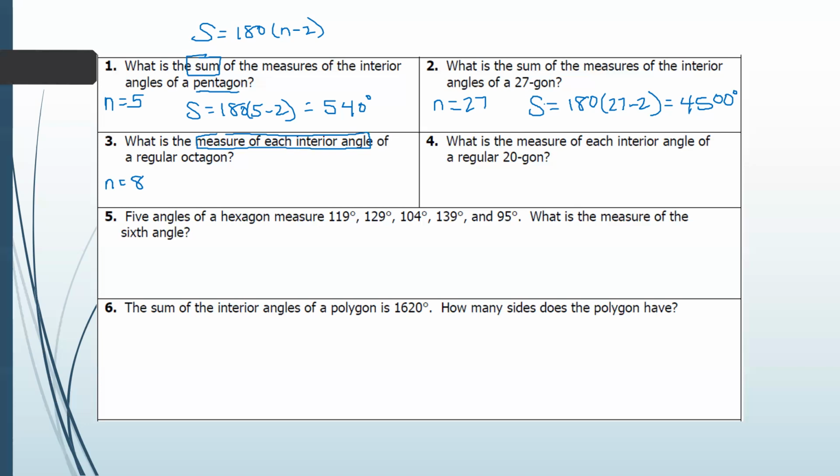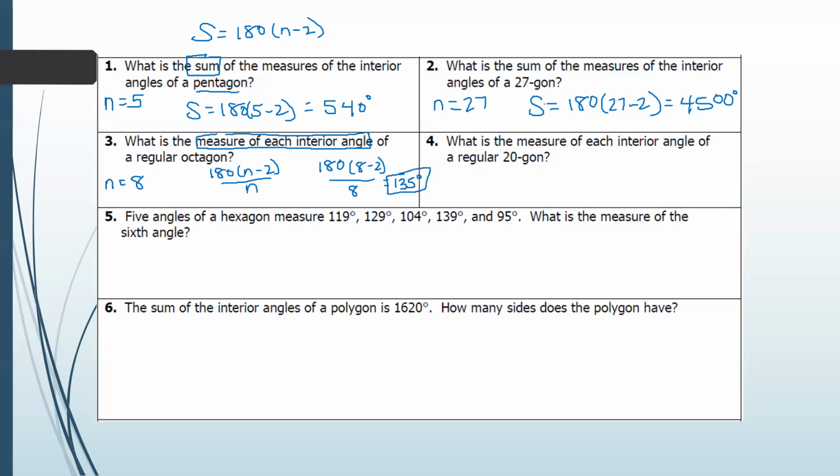So that's going to be the sum of the interior angles divided by the number of angles that there are. So that's 180 times 8 minus 2 divided by 8. Well, 8 minus 2 is 6. So I get 1,080, and then divide that by 8. So the measure of each interior angle of this regular octagon is 135 degrees.